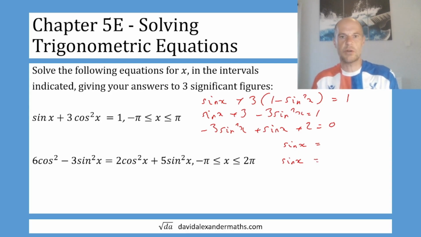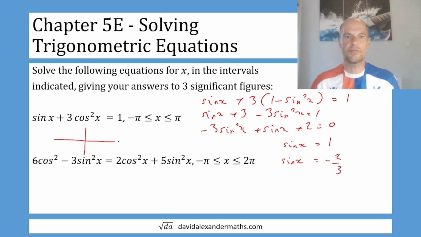So quadratic equation solver at the ready. Minus 3x squared plus 1x plus 2. And I'm getting x equals 1. So sine of x equals 1. And the sine of x equals negative 2/3. Okay, now for the sine of x equals 1, actually I can just do that off my sine graph. When are we getting 1?